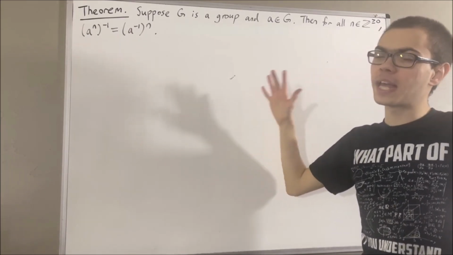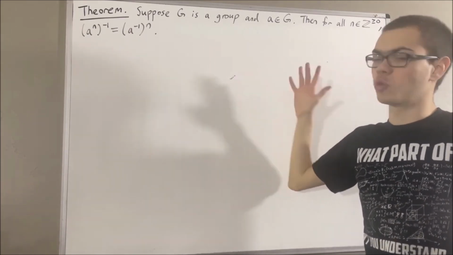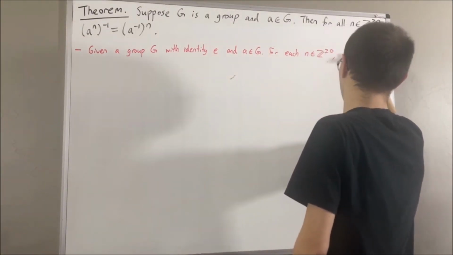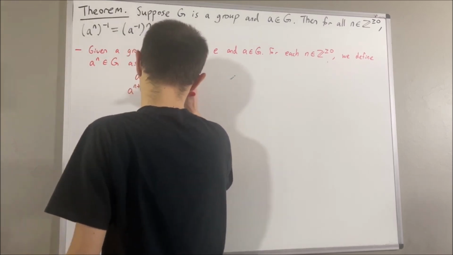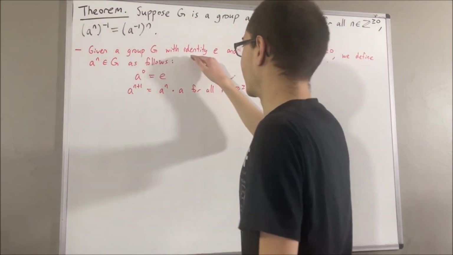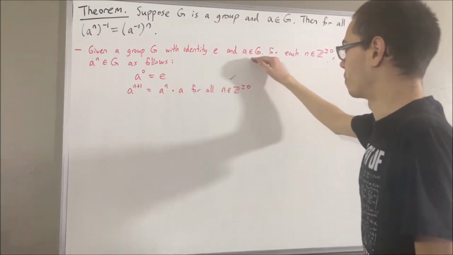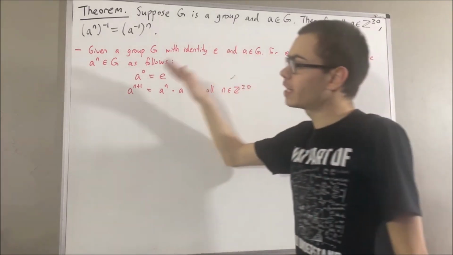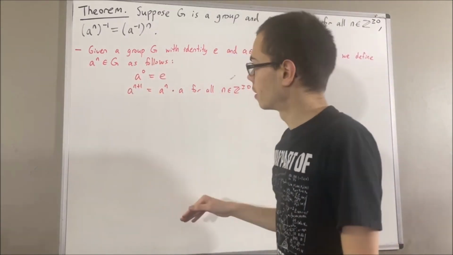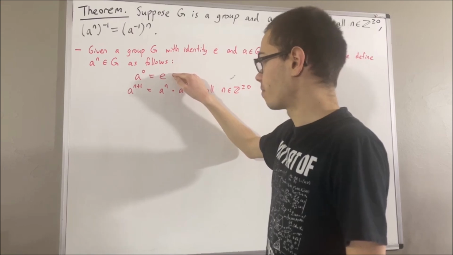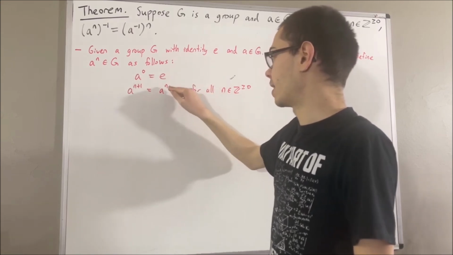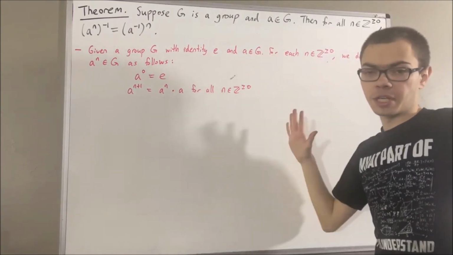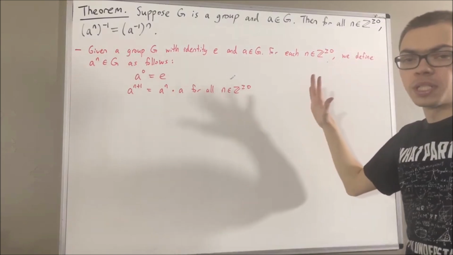Now, we define exponentiation for elements in a group as follows. Given a group G with identity element E, and given A is an element of G, then for each integer n greater than or equal to 0, we define the element A to the n as follows. A to the 0 is the identity element. A to the n plus 1 is equal to A to the n times A for all integers n greater than or equal to 0. So we've defined exponentiation for integer exponents greater than or equal to 0.